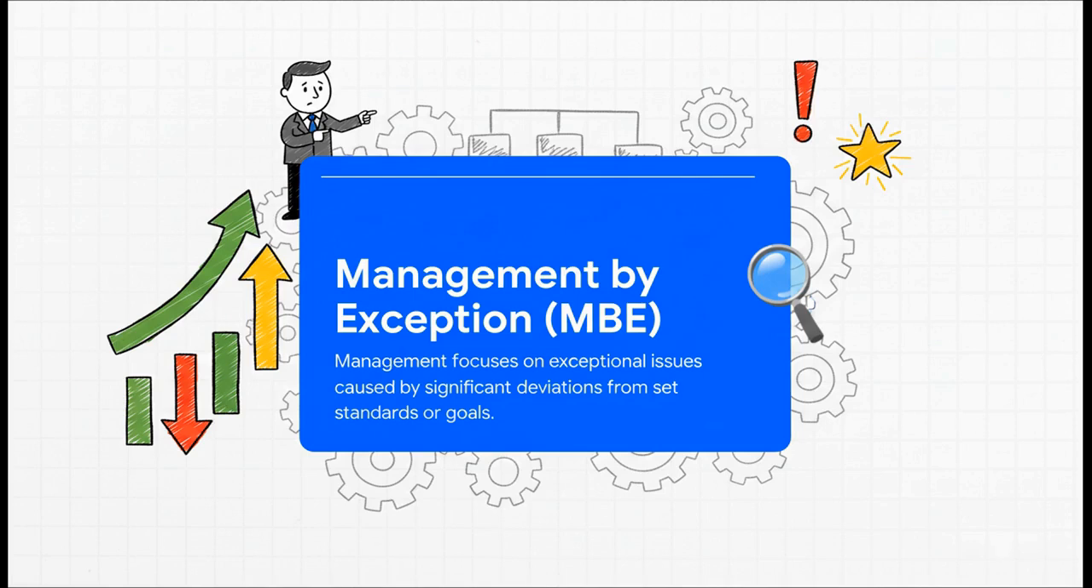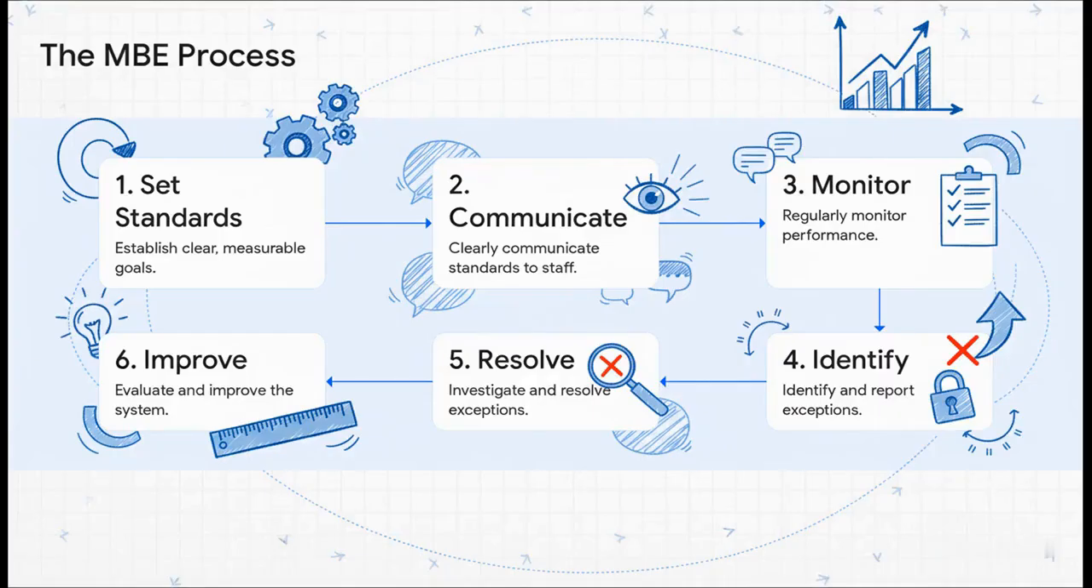Managers don't micromanage. They only step in when something goes way off track, either in a bad way or an exceptionally good way. And of course, MBE has its own logical process. First, you set the standards. What does good look like? Then you tell everyone. Step 3, you monitor what's happening.